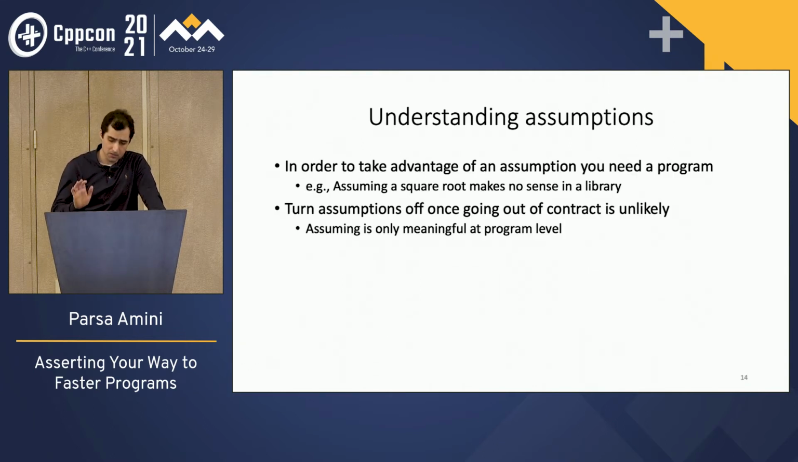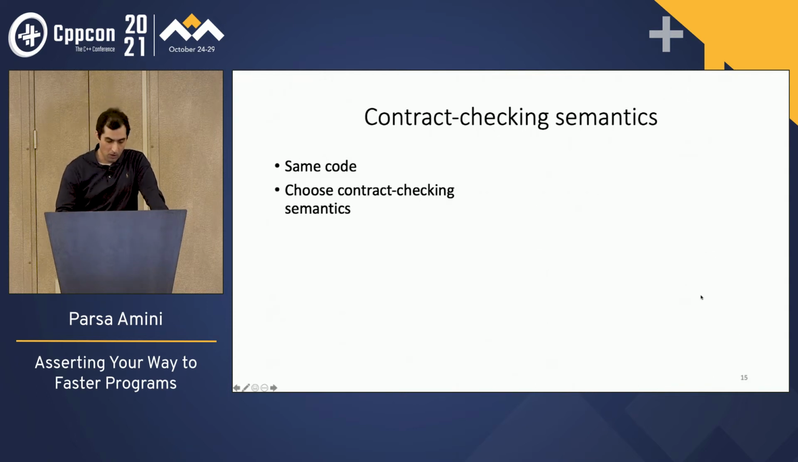To recap, assuming a contract has meaning with regards to a particular program. Assuming something in a library doesn't make sense because you have no way of finding out if you violate your preconditions. We can do that for a program that has enforced that contract in production. It must have been in production, and only then we can consider assuming the precondition. With the contract checking semantics that we discussed, we can write one precondition check and choose the semantic we want.